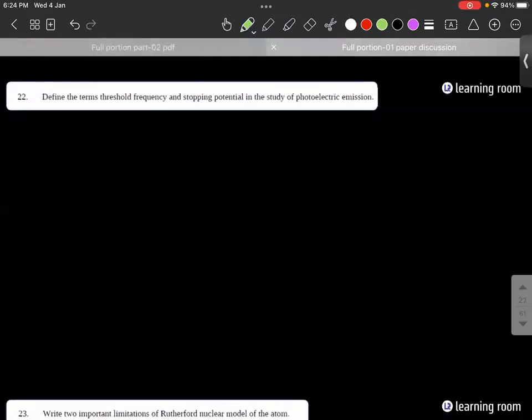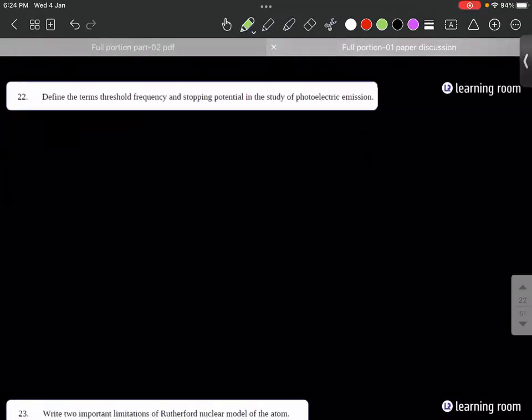Define the terms threshold frequency and stopping potential in the study of photoelectric emission. So what is threshold frequency? It is the minimum frequency that is required to eject an electron from the metal surface. And what is stopping potential? It is the minimum negative potential that should be given to the anode in order to stop even the fast moving electron.